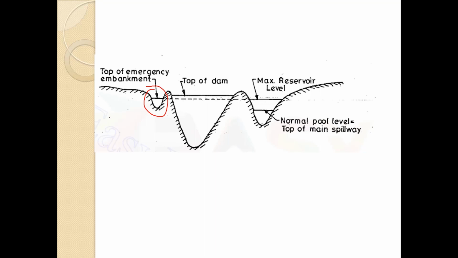If the main spillway is situated in the flank, the secondary emergency spillway may be situated in the other flank. So here you can see two flanks are there. This is the main spillway and this is the emergency spillway. So these are the main things or functions of the spillway.